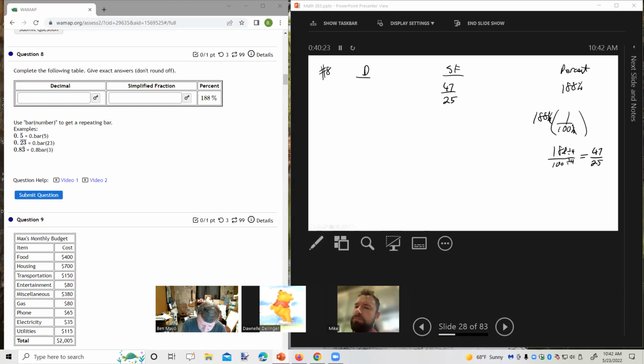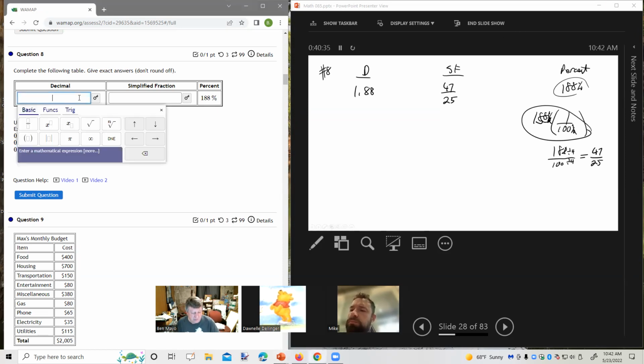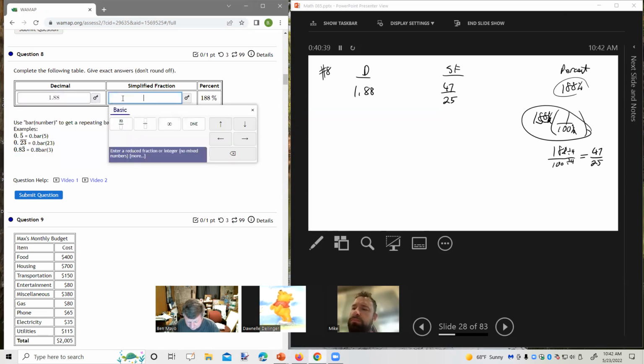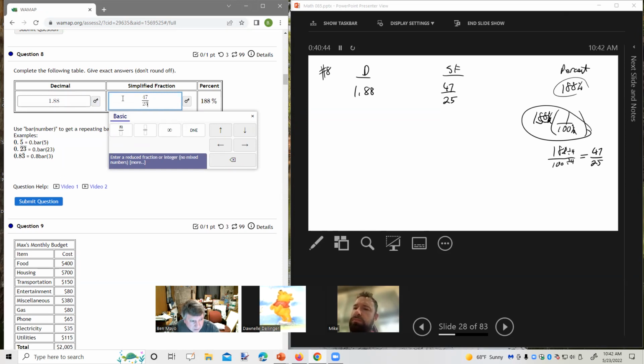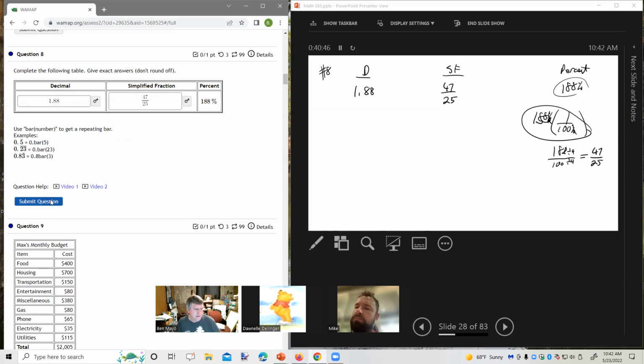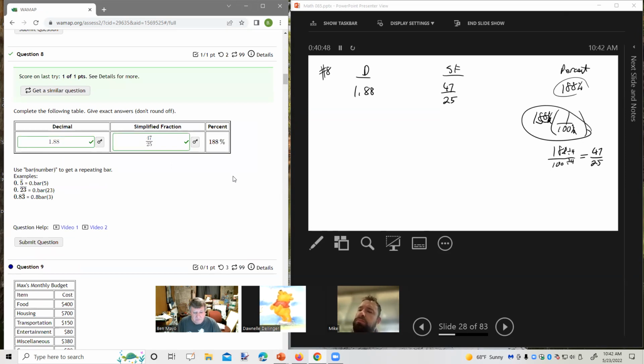As a decimal, we could go back here and say, well, 188 divided by 100, dividing by 100 would move the decimal point over 2 places. So we should get 1.88, and then 47 over 25. Any questions there?